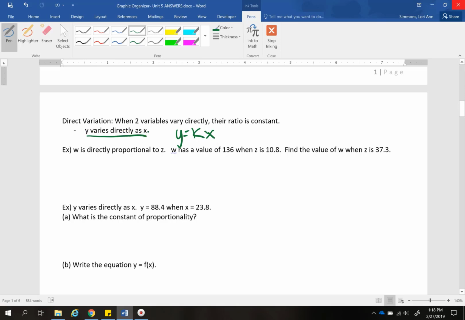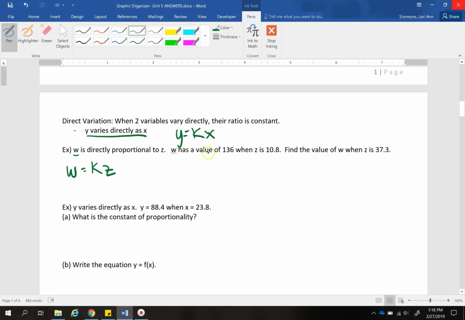Let's look at some examples. Y is directly proportional to z. Sorry, w. W is directly proportional to z. Very similar to up here. This k is a constant of proportionality, and we're gonna get into that in just a little bit.